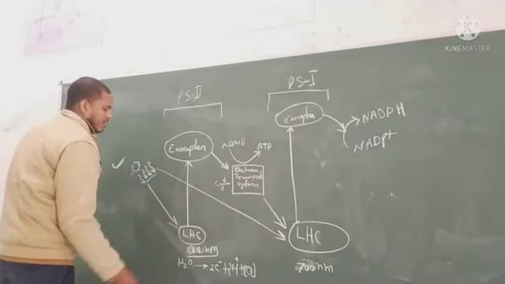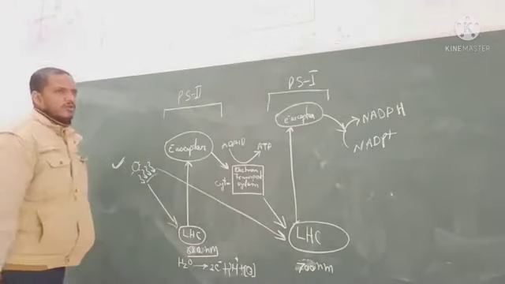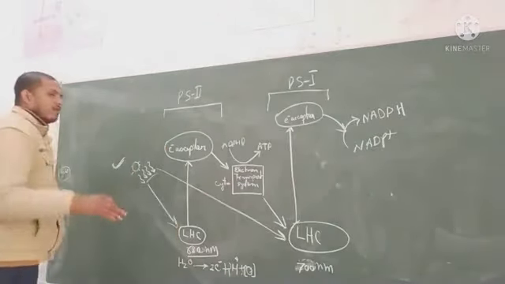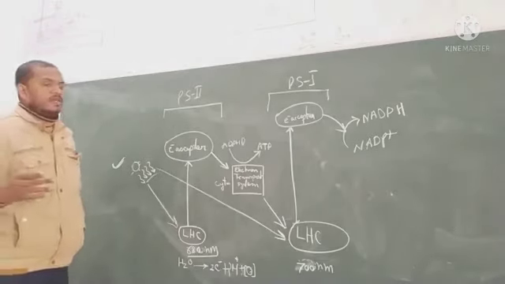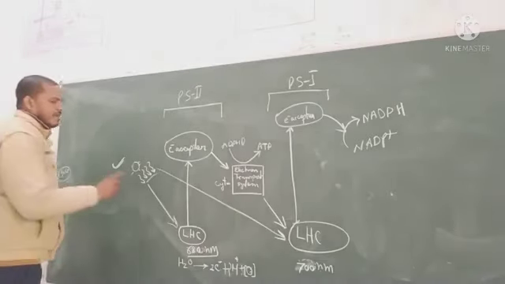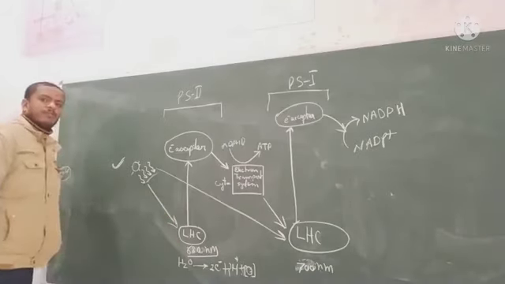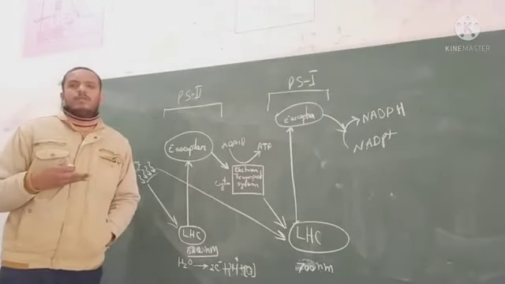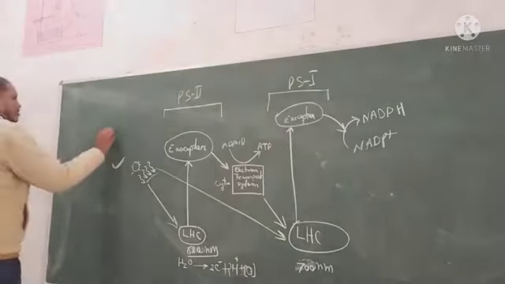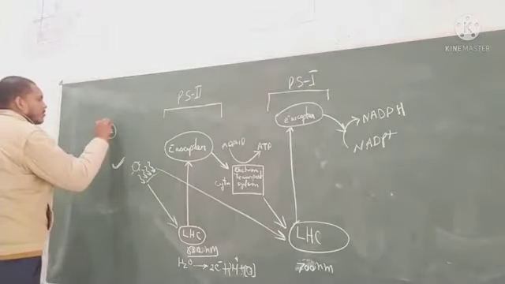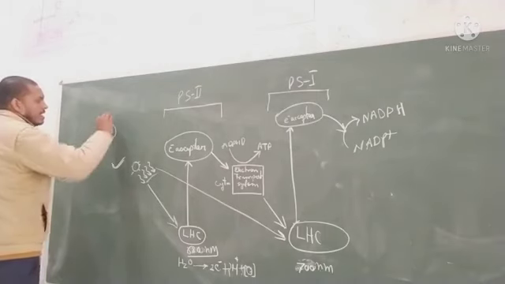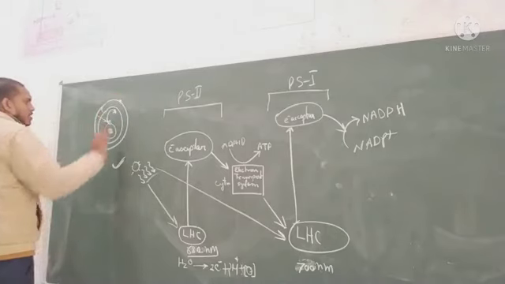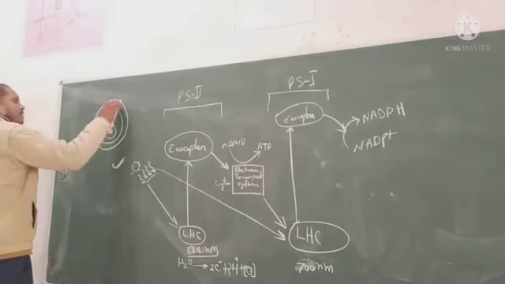As a result, what happens? The electron gets excited. We all know, from chemistry, how in the orbit an electron gets excited. In the same way, when light is absorbed by this light harvesting complex, the electron gets excited from its nuclear orbit. Suppose this is the nucleus and this is the orbit. When the electron absorbs light, it gets excited and moves farther to the next level, the next orbit.